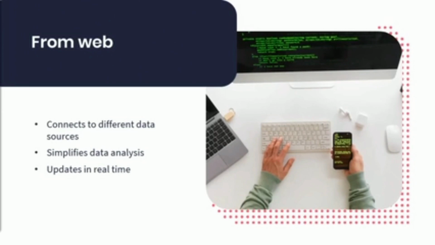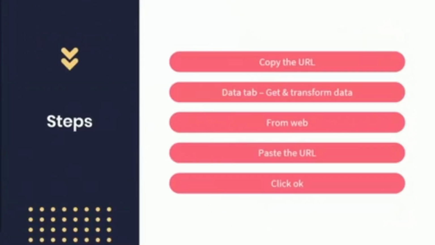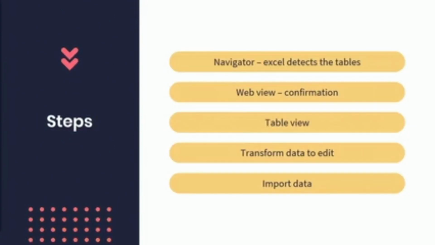But now how exactly do we do this? So first we'll start off by copying the URL. Then we'll go to the Get and Transform Data tab. Then we'll select From the Web. You need to paste the URL which you've copied from the website into the dialog box and click OK. From there, your navigator tool will show up. And sometimes we'll have to wait a few seconds while Excel detects the table from this page.